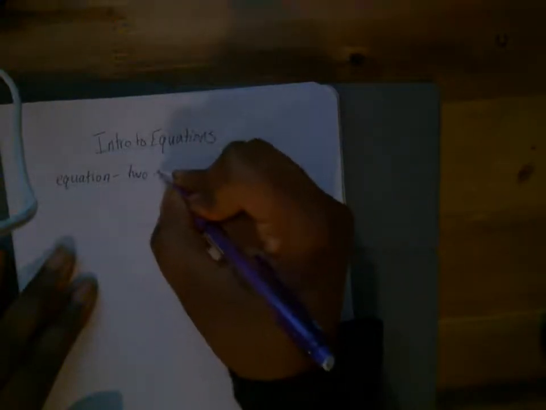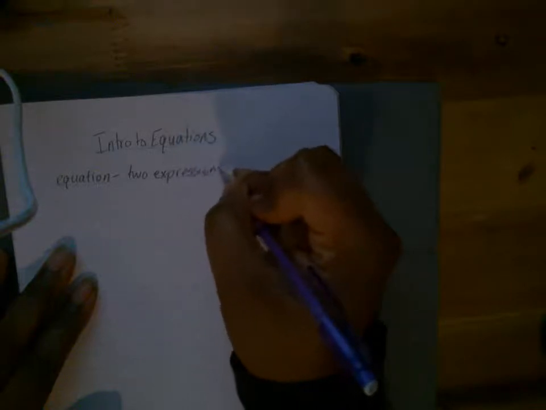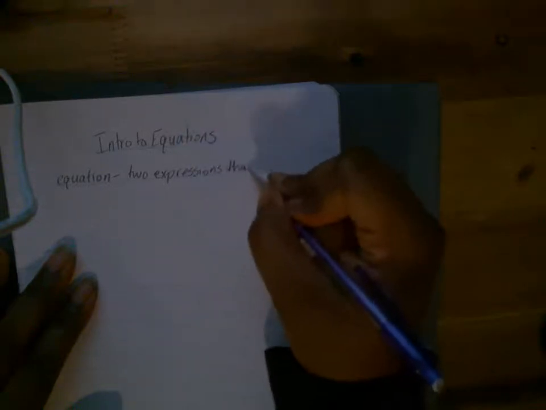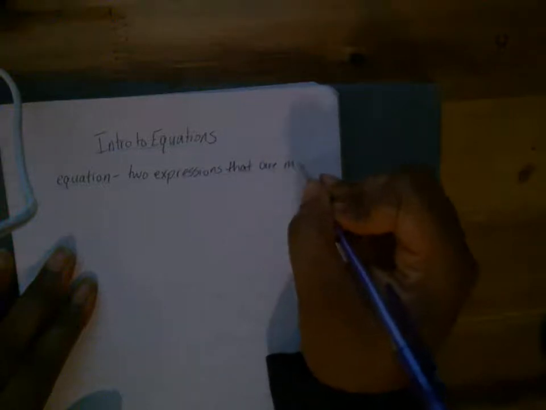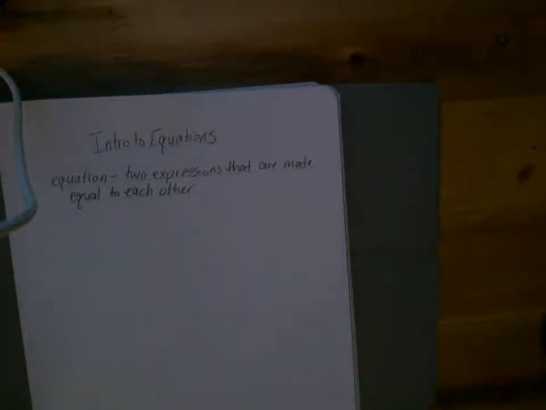Two expressions that are made equal to each other. An equation is two expressions that are made equal to each other.